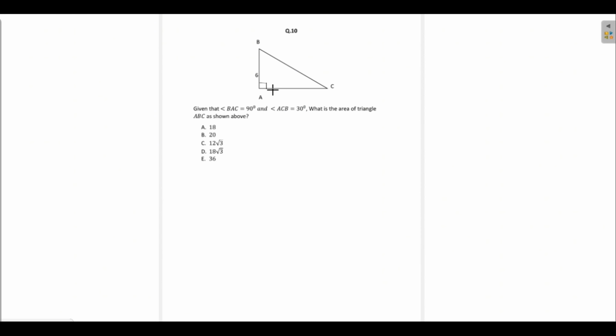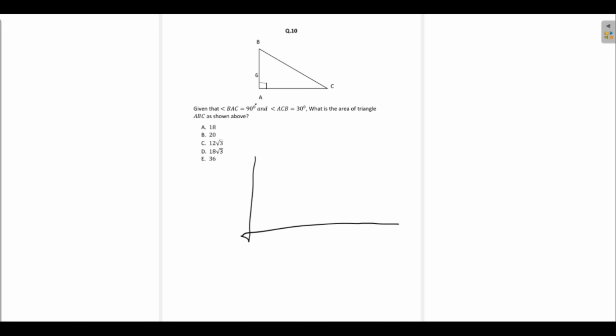Now let's look at the last question, which is question 10. We are given a triangle, and this is a right angle triangle, right? But we are given more information. It says given that angle BAC is 90, and you can see by this symbol, it's a right angle triangle, so it's perpendicular. The length AB is perpendicular to the length AC, so the angle there is 90, and then angle ACB.